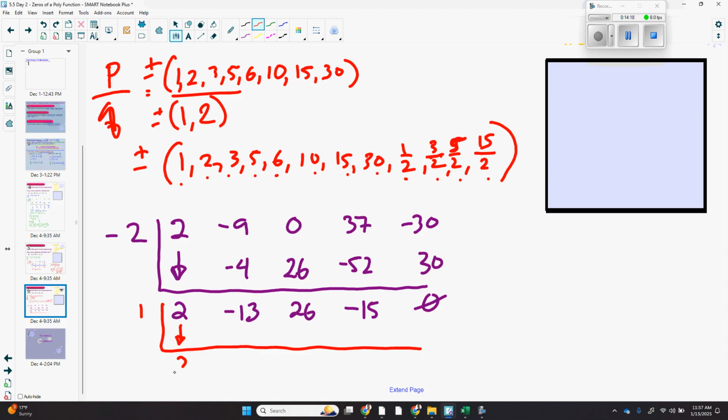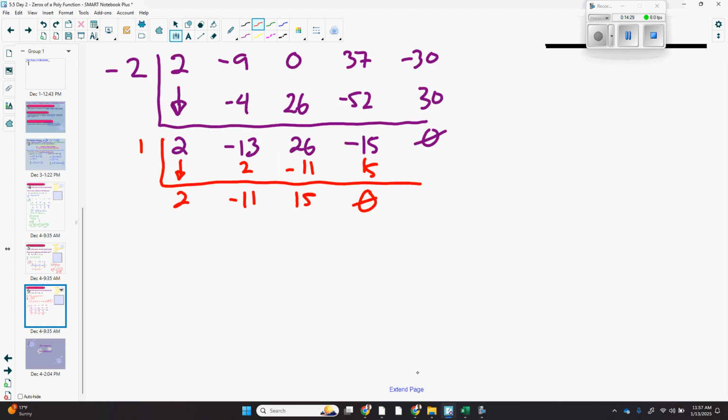Let's try it. 2 times 1 is 2. This is negative 11. Negative 11. This is positive 15 times 1. We'll cancel right there, which is good. Now I think this can factor. I have 2x squared minus 11x plus 15 equals 0.